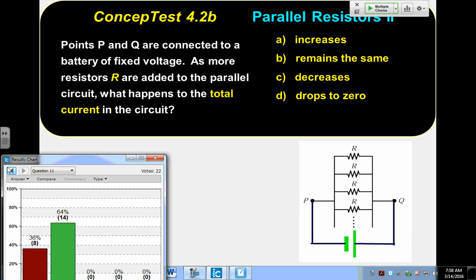Okay, B is not the right answer. Oh, we went the wrong way. It increases. It doesn't affect the other resistors on the side.